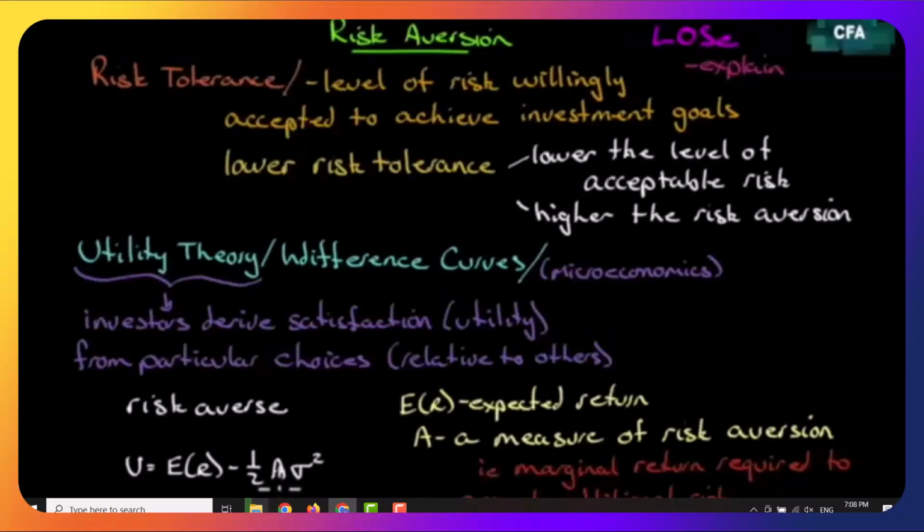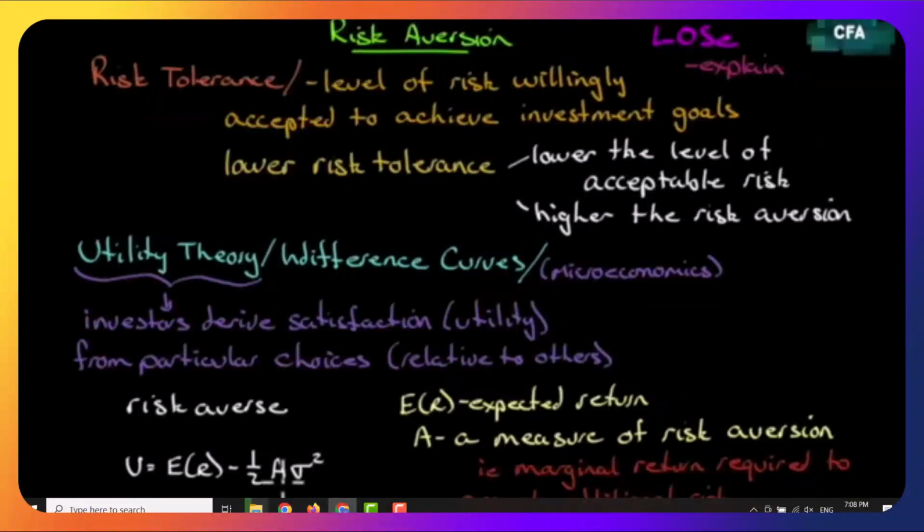Now, what is this A factor in here? Well, this A factor brings this little formula down to the level of the individual, because A will be different for every individual. A is a measure of risk aversion. You may be more risk averse than I because you're 65 and I'm 25, so I would be more risk tolerant than you because I got more time. I got a longer time horizon, right? So A is the marginal return required to accept additional risk.